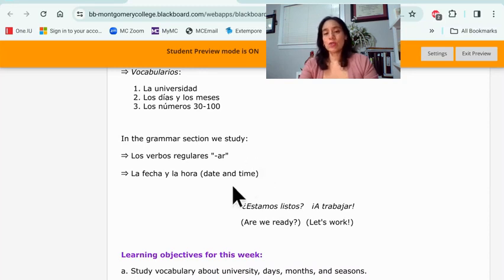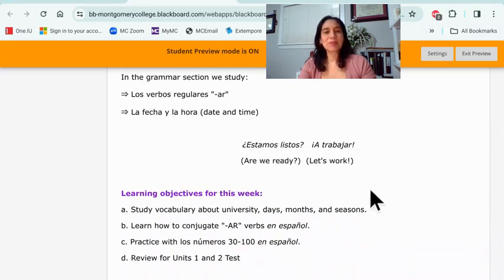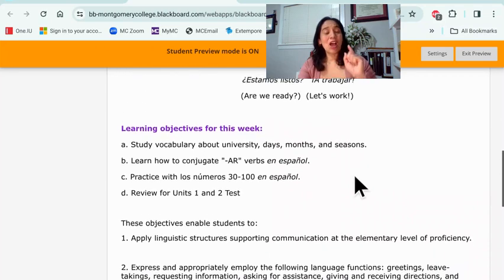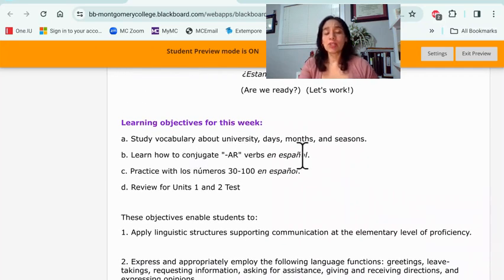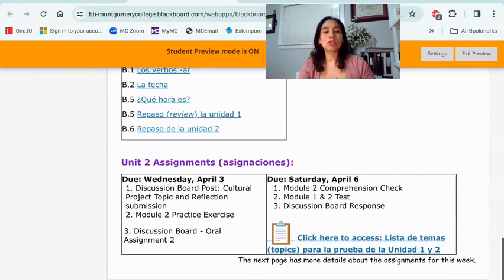In the grammar section, we're going to study los verbos regulares, like the verb ganar that we just saw. What does it mean? To win. Perfect. Ganar. That verb ends in AR. And then we're also going to learn about la fecha y la hora, date and time en español. ¿Estamos listos? A trabajar. As always, you will also find our learning objectives for the week, all the links to the book where you can study the materials that are required for this unidad, and then also we have our assignments for this week.